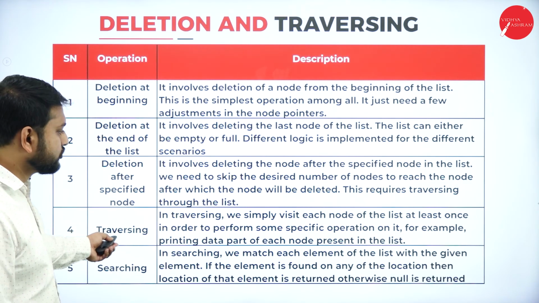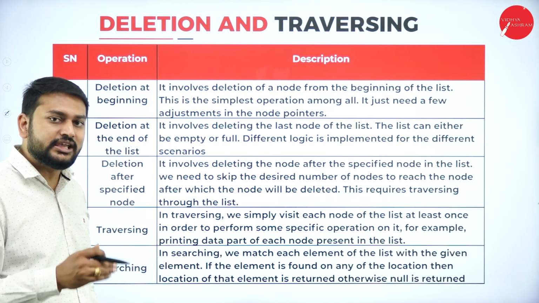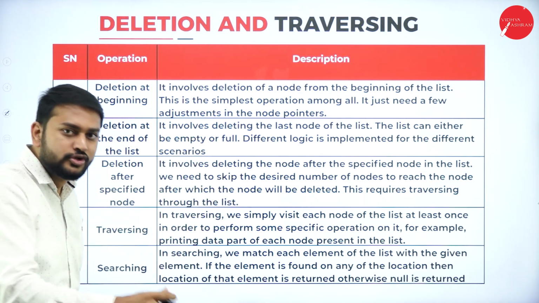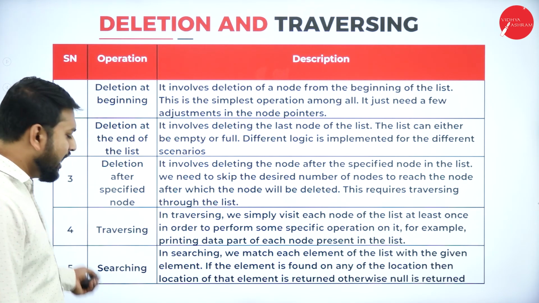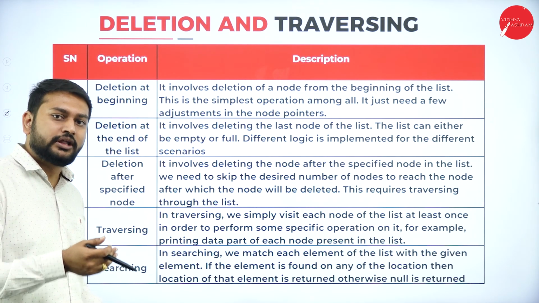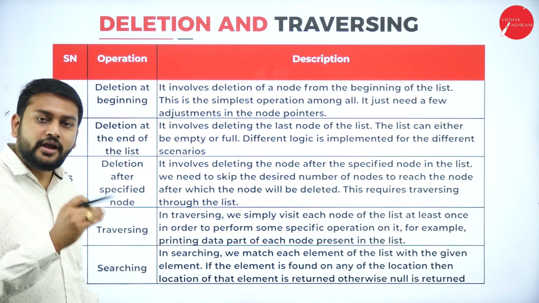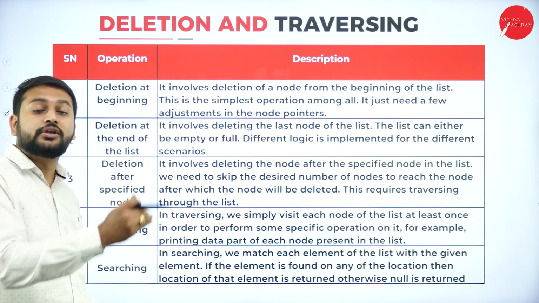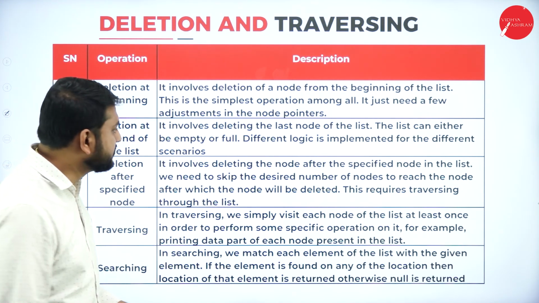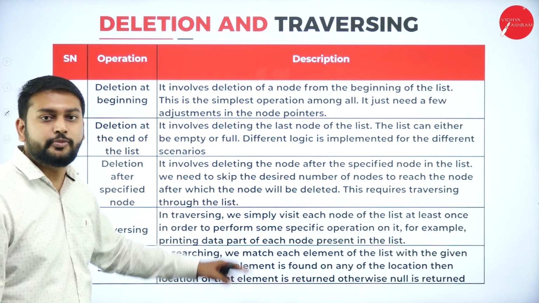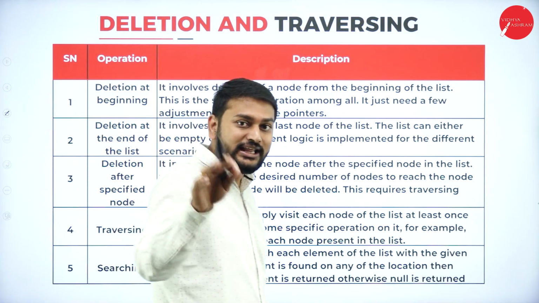So traversing, in the sense, means you will be visiting each and every node one by one. So that is what we call traversing, and you will be searching for the element. So you will keep matching the elements one by one in each and every node. That is what we call searching. These are the different operations that we perform with respect to the singly linked list.